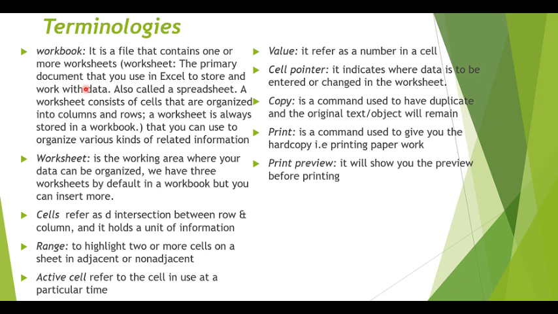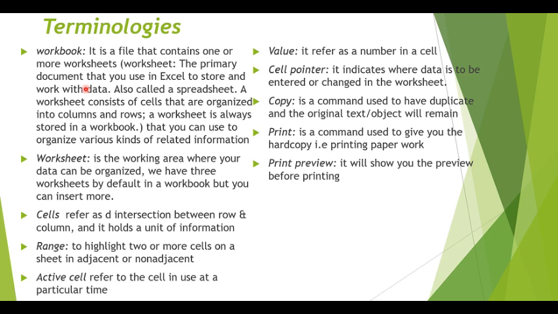Range is when you highlight two or more cells together, like when you select in Microsoft Word. I'm going to be making reference to that, so that is actually where we are coming from. When you select to highlight a section to do some things to it, that is what we call ranging. Active cell refers to the cell in use at a particular time. That particular cell that you are typing in is what is referred to as an active cell.